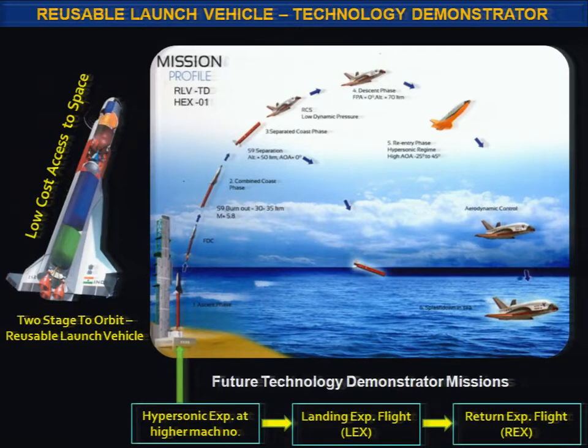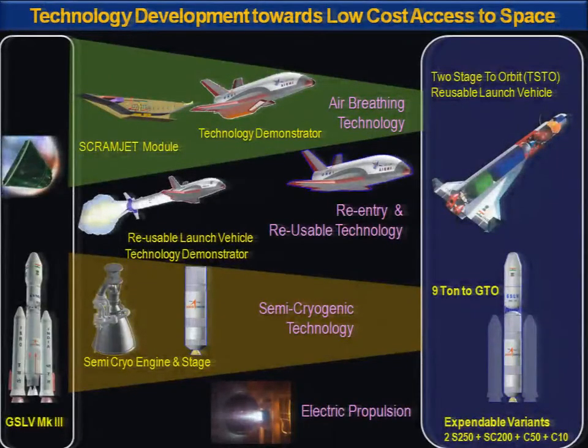A scaled down model of a wing body is being put into space, about 70 kilometers. Then it will come back through the atmosphere at about Mach 5, and this will give us some idea of the kind of issues that are involved and how well we have been able to appreciate the issues and build this system. Then among the various activities going on is a semi-cryo engine.